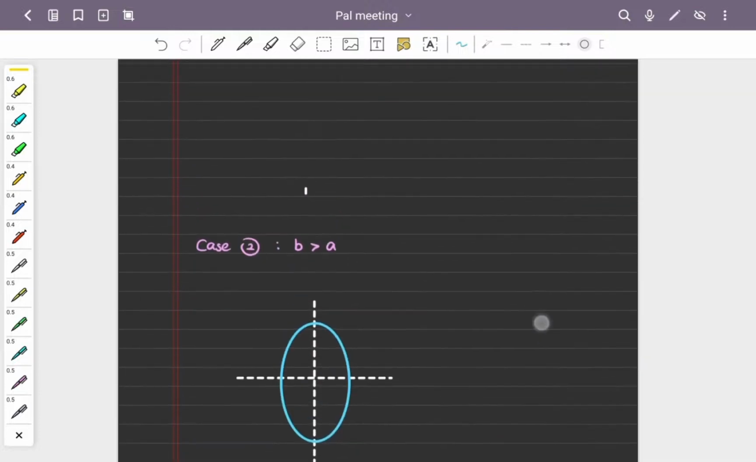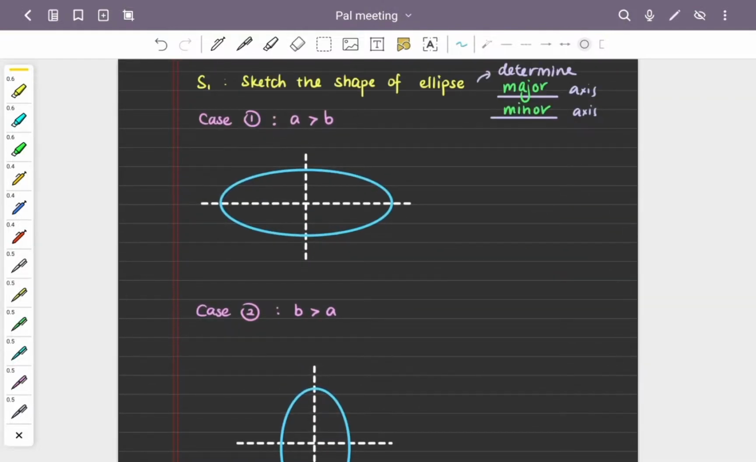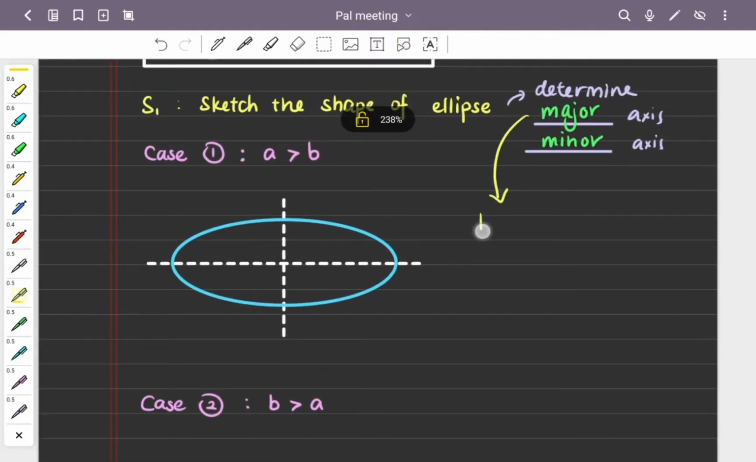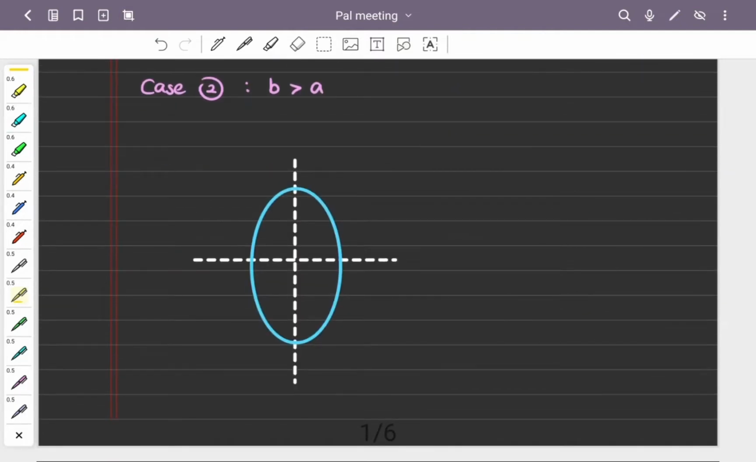After you know the shape, you can label directly which one is the major axis and which one is the minor axis. Just remember, the major axis is the one with the longer distance. As long as it's longer, it's the major axis. The minor axis is the shorter one. So for case 1, the longer one is horizontal, so this will be your major axis, and the shorter one, this will be your minor axis. And for case 2, the longer one is vertical, so this will be your major axis, and this will be your minor axis.